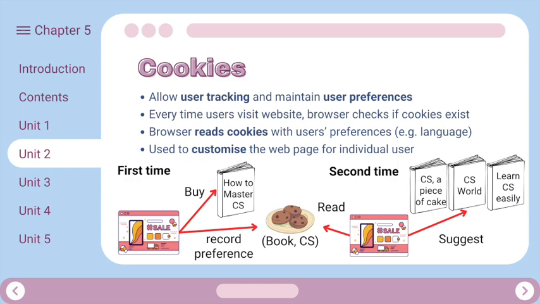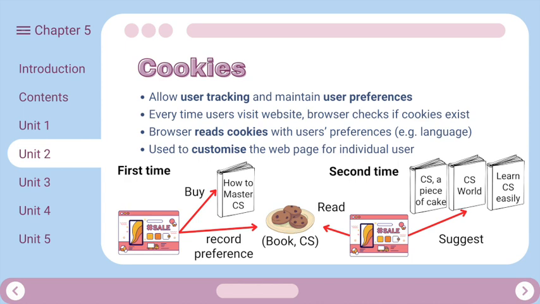Therefore, every time a user visits a website, it checks if it has set cookies on their browser before. If so, the browser will read a cookie which holds key information on the user's preferences, such as language, currency, and previous browsing activity. The information is used to customize the web page for each individual user.